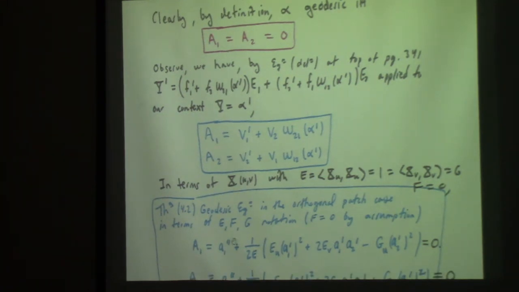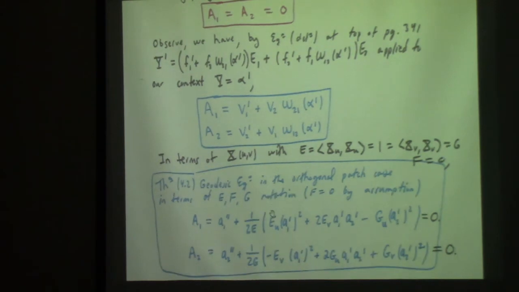But also, going back to the warping functions, and assuming f equals 0 here for an orthogonal patch, you get theorem 4.2, namely that little a1 prime prime plus this stuff, and little a2 prime prime plus that stuff, equal 0. So if you can solve these differential equations for little a1 and a2, what are those?